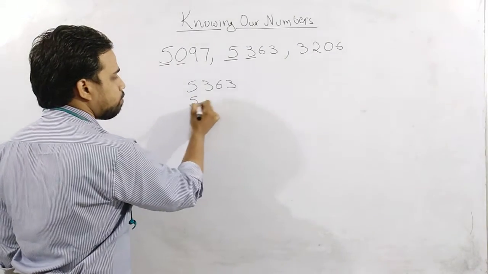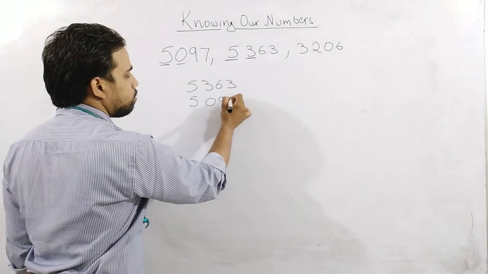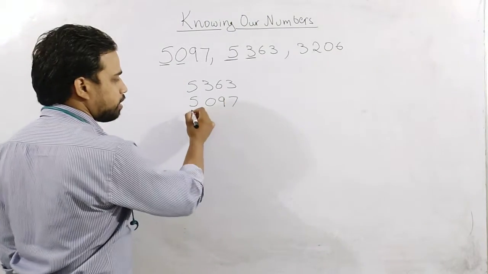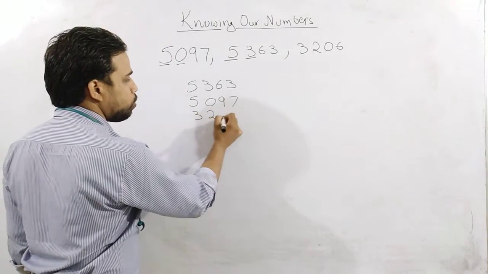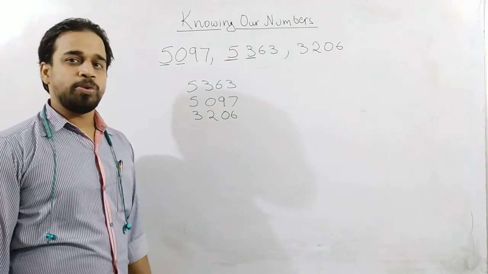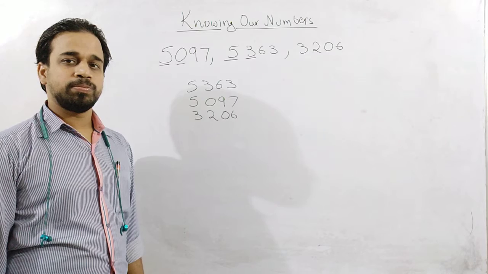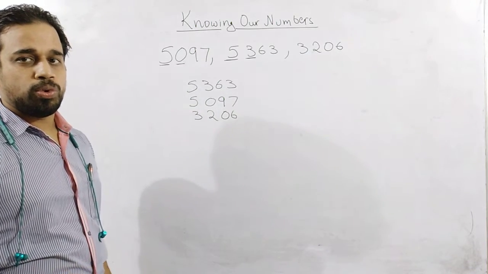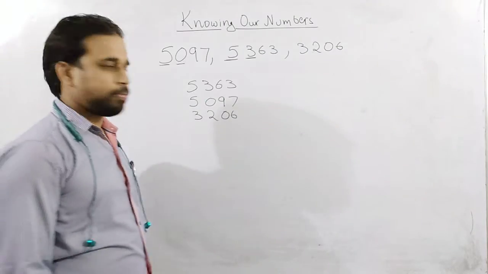Next will be 5, 0, 9, 7. And the number after that will be 3, 2, 0, 6. I hope you are getting this. Let's continue to our next exercise.